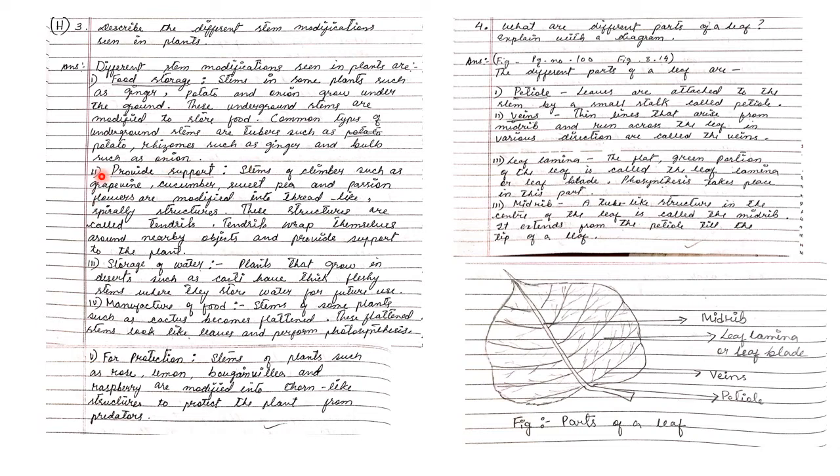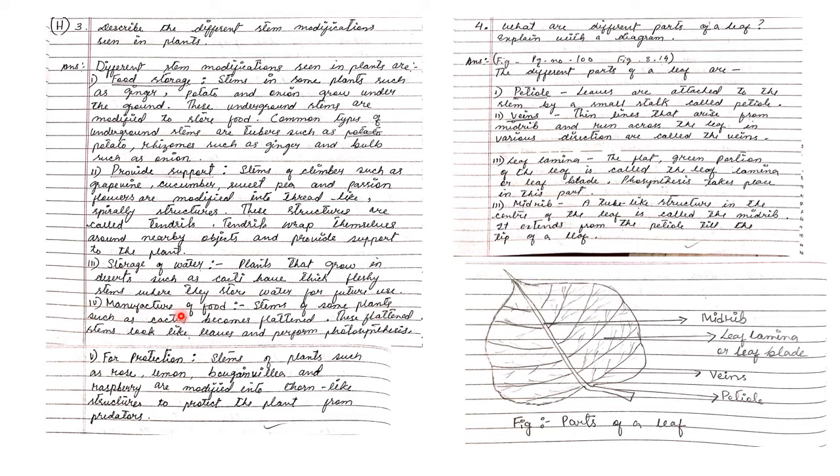Now, number 2, provide support. Stems of climbers such as grapevine, cucumber, sweet pea, and passion flowers are modified into thread-like spiral structures. These structures are called tendrils. Tendrils wrap themselves around nearby objects and provide support to the plant. Number 3, storage of water. Plants that grow in deserts such as cacti have thick fleshy stems where they store water for future use.